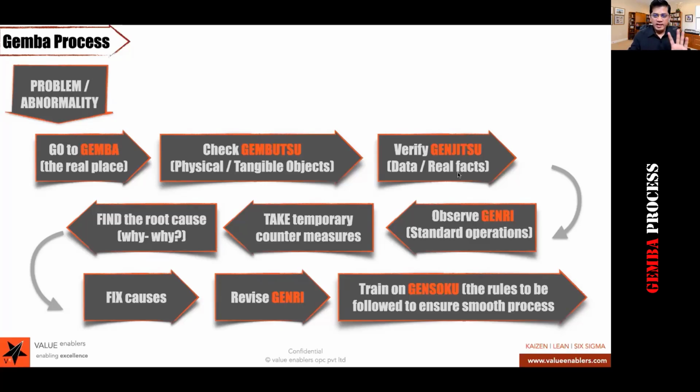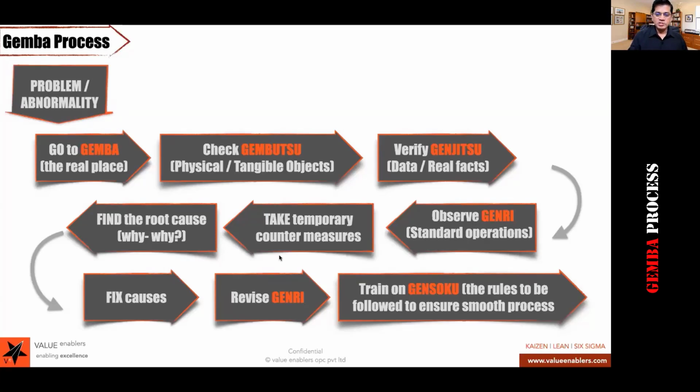All right. So if this slide is clear on a scale of 1 to 10, please give super clear 9 to 10. Okay. And the same thing in the recruitment process also. Go to Gemba, the place, go to the HR department where these guys are doing the work. Check Gensoku. Check whether the requisition was given properly or not, whether the job description was communicated properly or not. Okay. Verify Genjitsu, the data and real facts. What is it that they have filled in the form? Okay, what is given in the job description? Check all the facts. Observe Genri, whether they have followed the procedure or not.